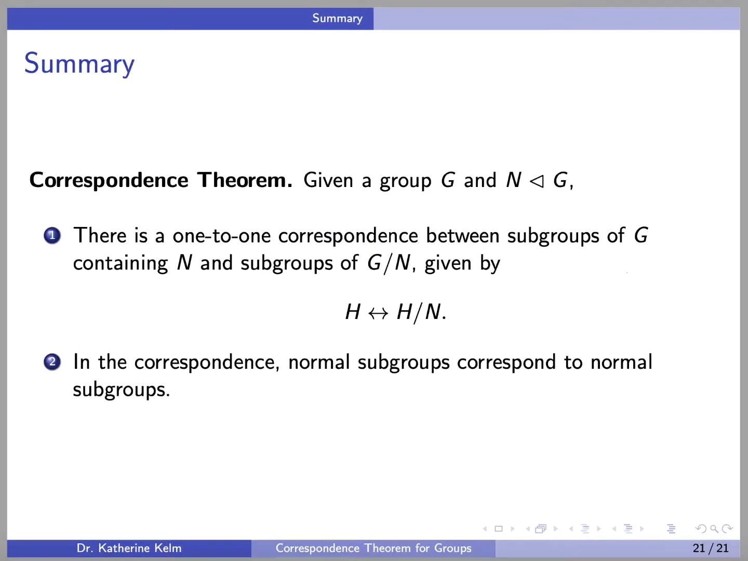So in summary, we've proved the correspondence theorem that says that given a group G and a normal subgroup N of G, there is a one-to-one correspondence between subgroups of G containing N and subgroups of G mod N, given by the correspondence here, H corresponding to H mod N. And in the correspondence, normal subgroups correspond to normal subgroups.